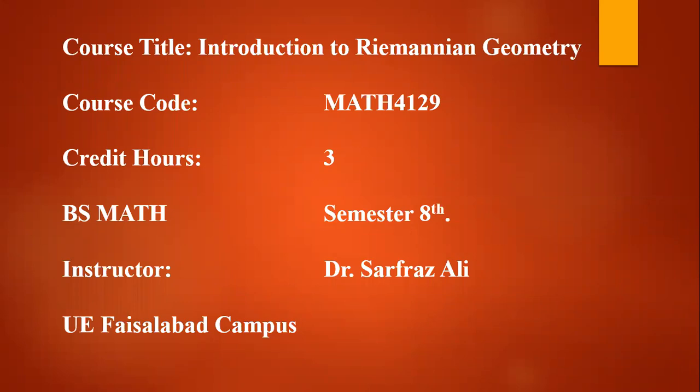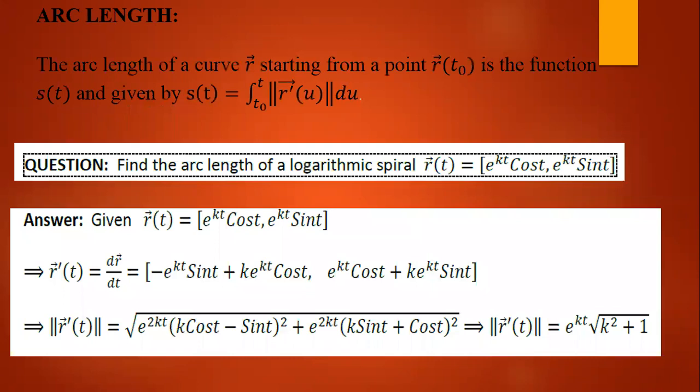Subject title is Introduction to Riemannian Geometry. Our course code is Math 4129, Semester 8. Okay. Today's topic is arc length.